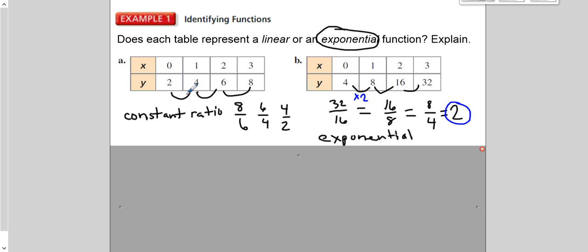What about this one? If we go 2 times 2, we get 4. 4 times 2 would be 8, not 6. Okay. What's another way we can go from this number to this number? That will work in each one of these situations. We can add 2, add 2, add 2. So when we add the same number every time to get to the next number, that is a linear function. So A was linear and B was exponential.